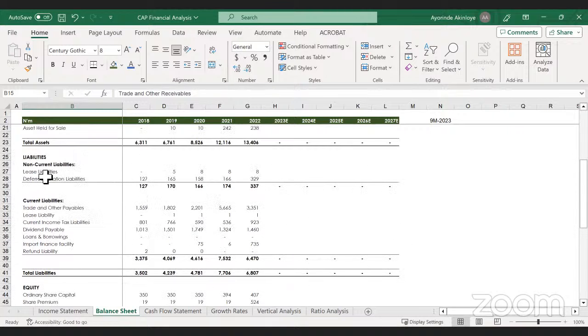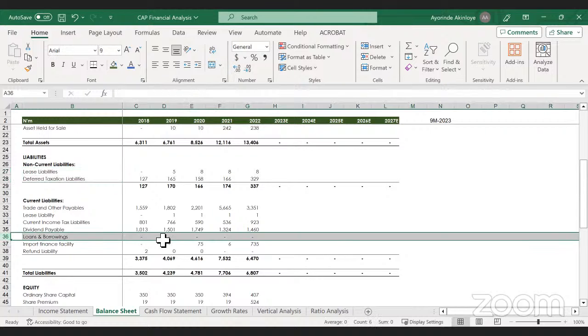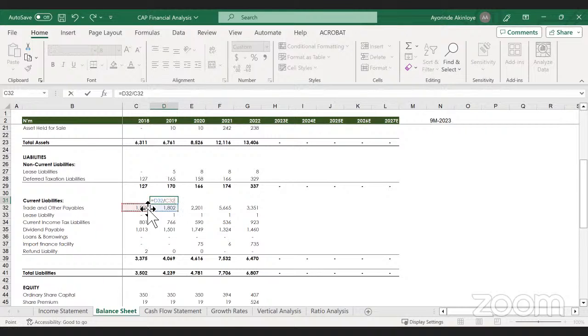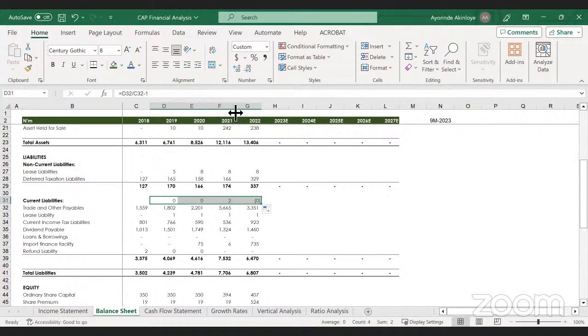Under current liabilities, this CAP is not really leveraged, so they don't have loans and borrowings like that. So, for example, if they had loans and borrowings, or let me just use another item. Okay, so you come to trade payables, you can see that there's a sudden spike. So horizontal analysis is you are calculating the growth rates of different line items to investigate trends and patterns.